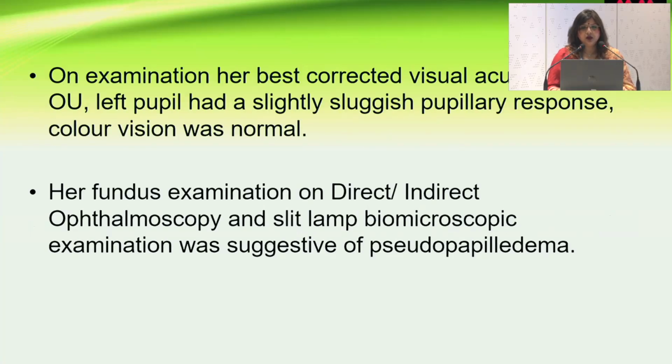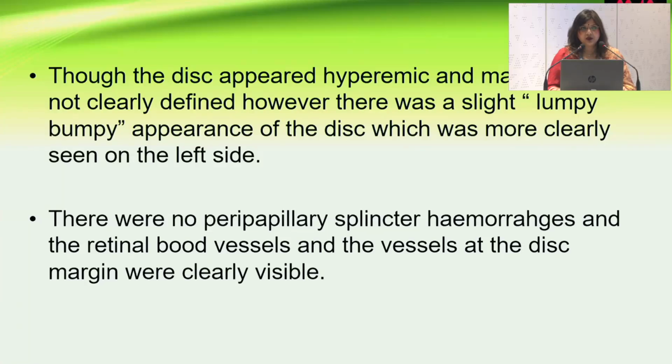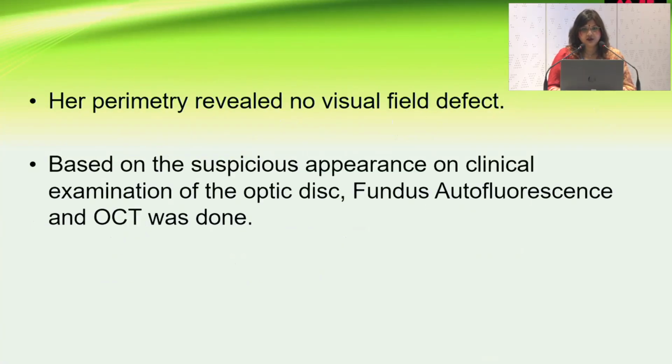On examination, her best-corrected visual acuity was 6/6 partial in both eyes. The left pupil had a slightly sluggish pupillary response. Her color vision was normal. Her fundus examination on direct and indirect ophthalmoscopy and slit lamp biomicroscopy was suggestive of pseudopapilledema. Though the disc appeared hyperemic and margins were not clearly defined, there was a slight lumpy, bumpy appearance of the disc, which was more clearly seen on the left side. There were no peripapillary splinter hemorrhages, and the retinal blood vessels and the vessels at the disc margin were clearly visible. Her perimetry revealed no visual field defect.